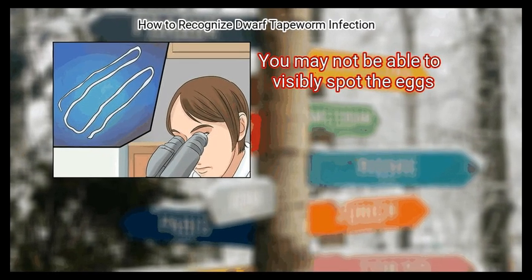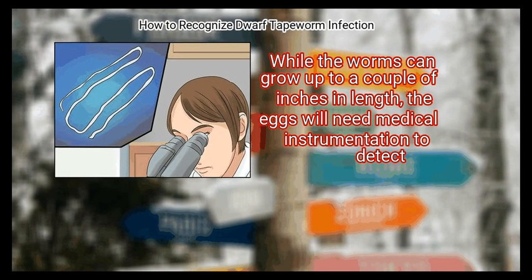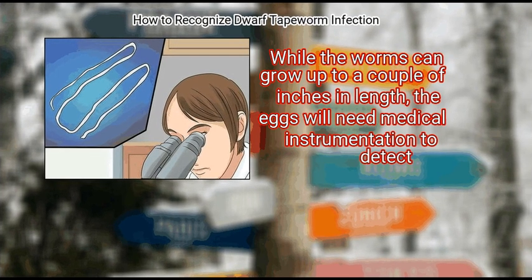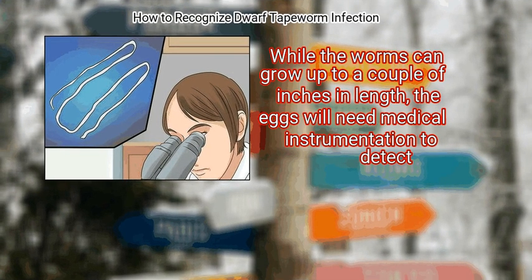You may not be able to visibly spot the eggs, while the worms can grow up to a couple of inches in length. The eggs will need medical instrumentation to detect.